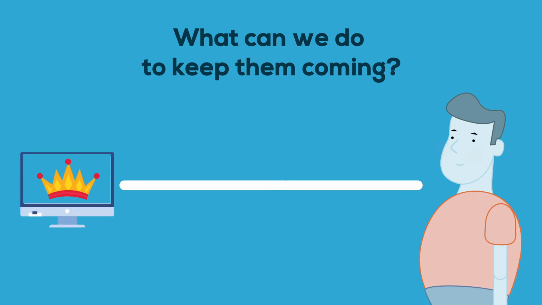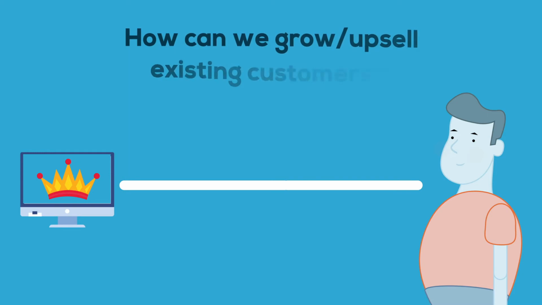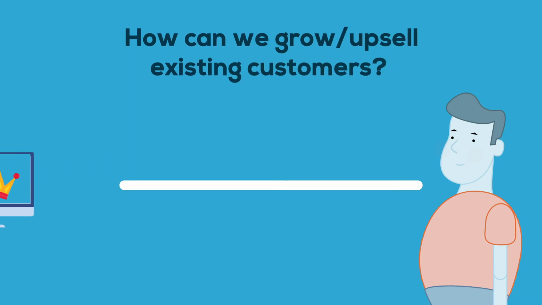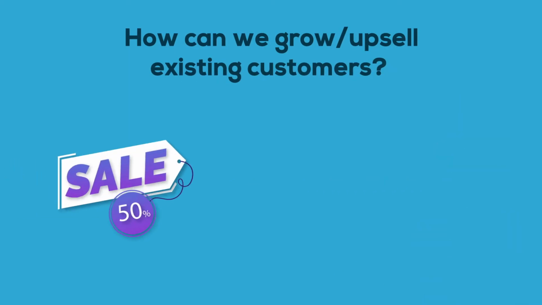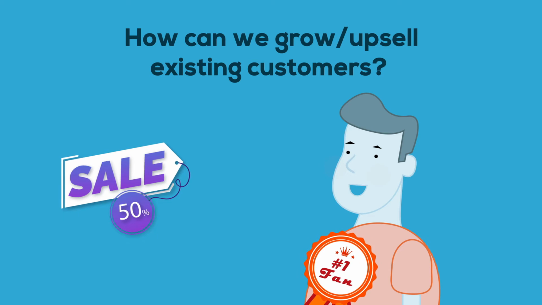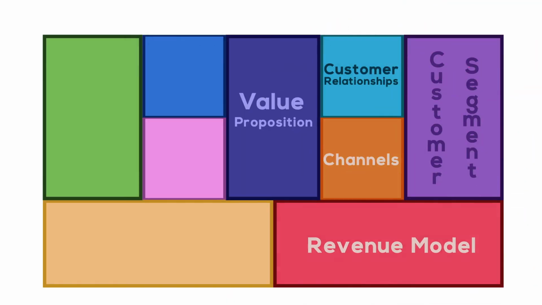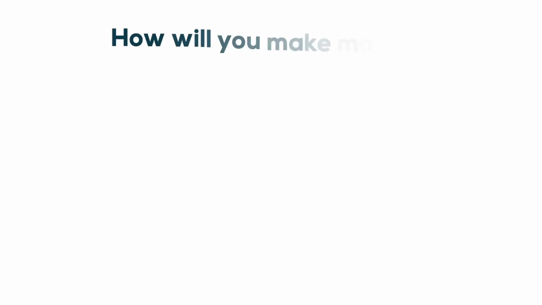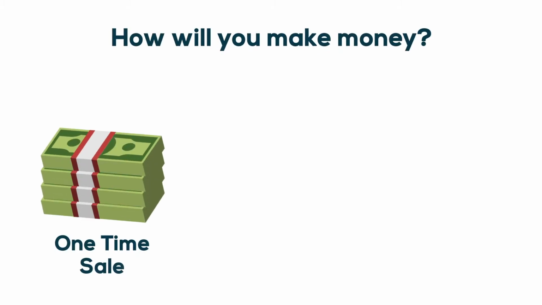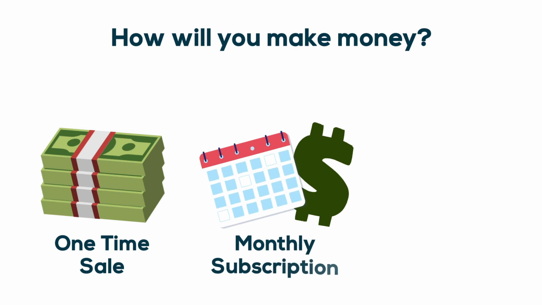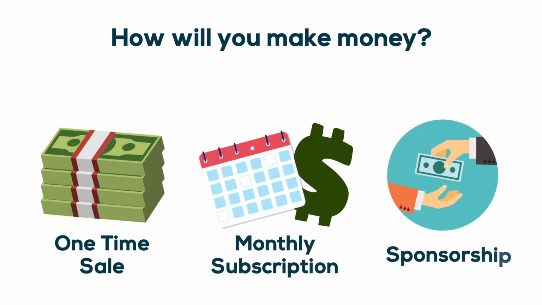This block can also be used to plan how to retain customers and how to upsell to them. An example could be giving them a loyalty discount or offer them a better and more suitable solution for their needs. The revenue model is how the business will make money. Is it a one-time sale, a monthly subscription, or sponsorships? There are many ways a business can earn revenue.